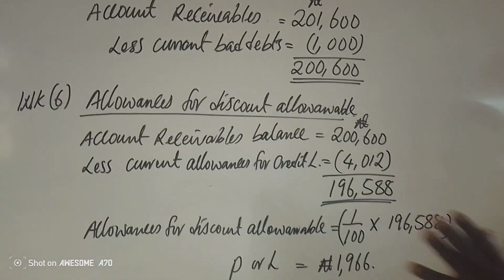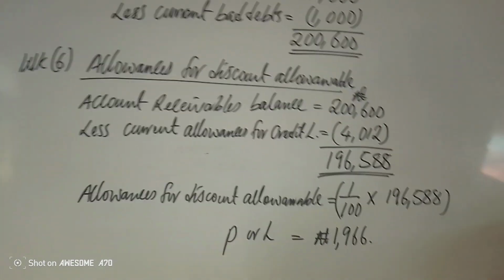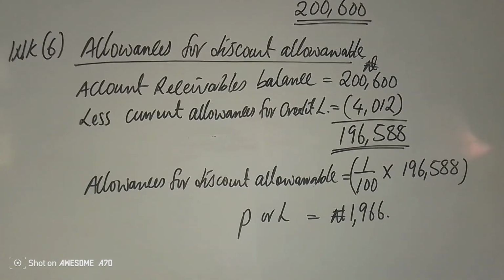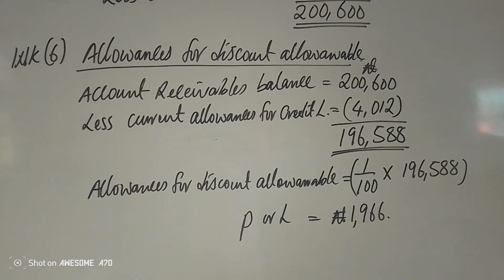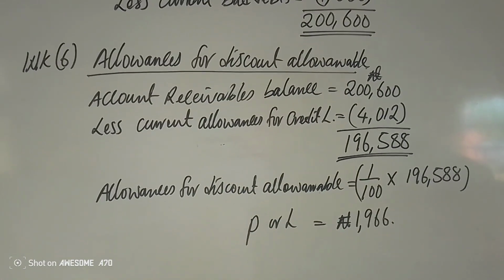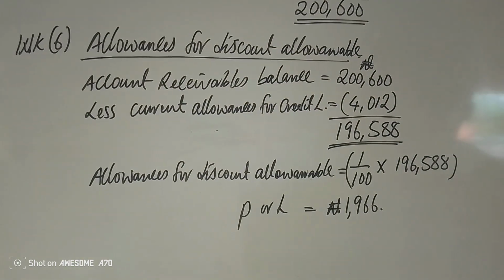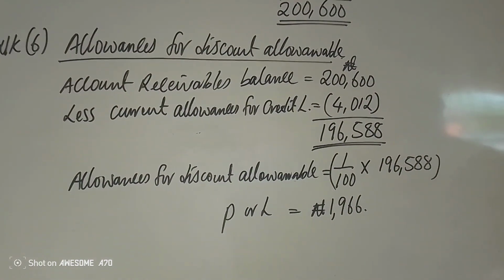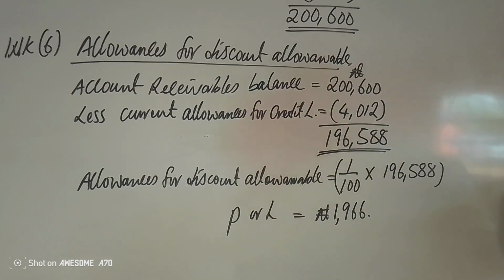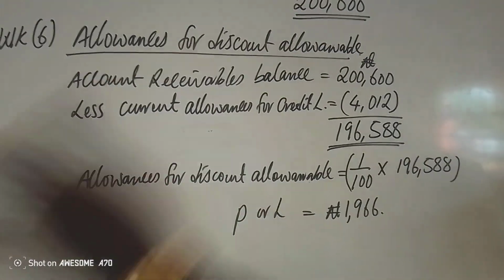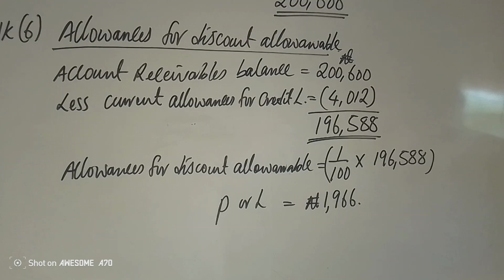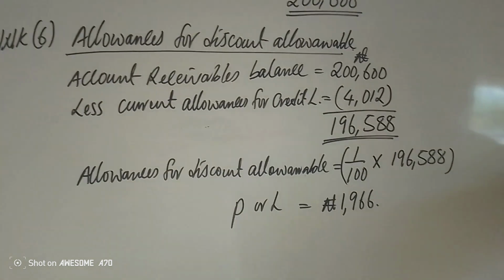The next one is allowances for discount allowable. Allowances for discount allowable are treated the same way allowances for expected credit losses are treated. These allowances are also based on the account receivable in the year, in the accounting period. So here, if you look at the question, allowances for discount allowed were 1% of the account receivable.